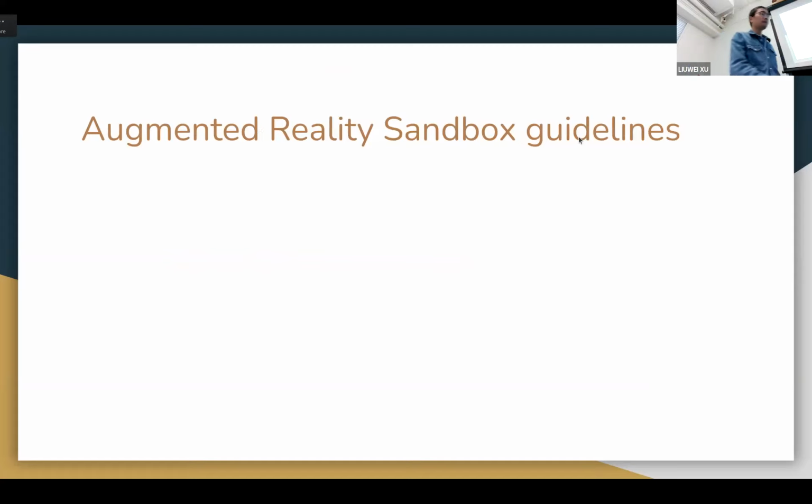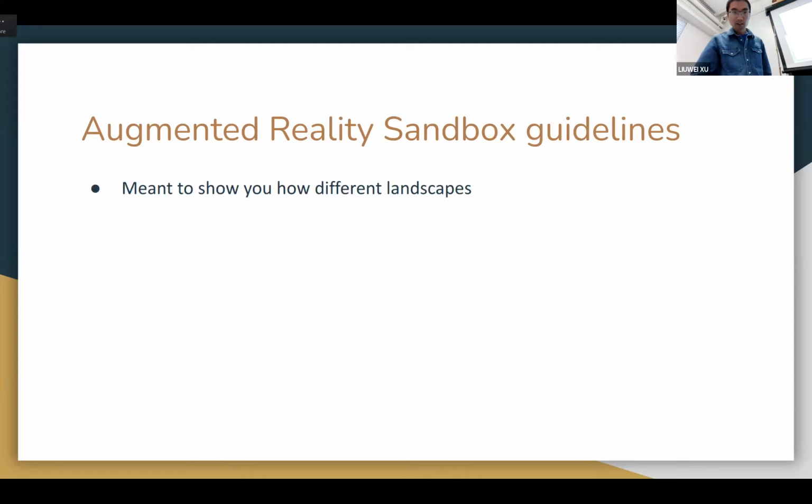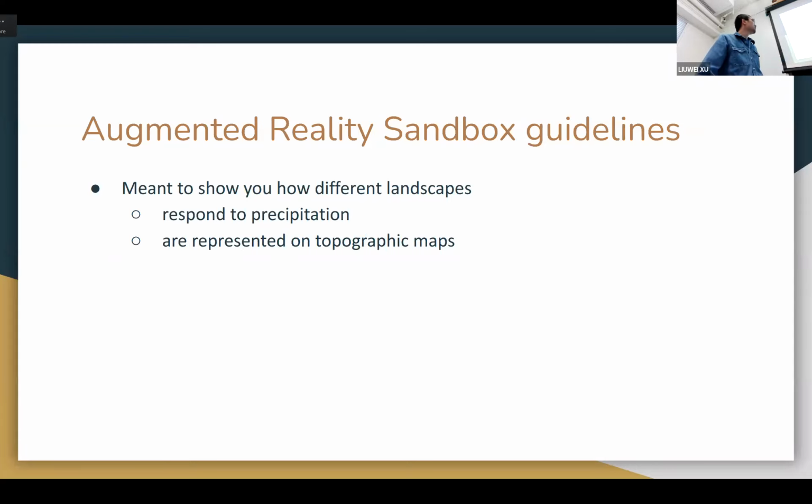The above is for the sedimentary rock. We have two questions about the AR sandbox guideline. This sandbox is used to show you different landscapes. And you can mimic rainfall in the sandbox. You can see many black lines on top of the sandbox. They are topographic maps.